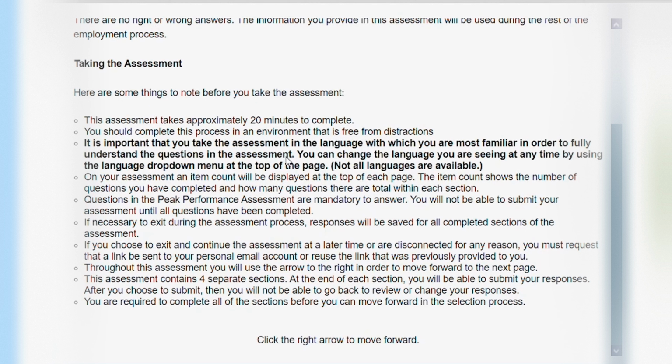Throughout this assessment, you will use this arrow to the right in order to move forward to the next page. The assessment has like 4 sections. So at the end of each section, you submit your responses, confirming that the section has been completed. And once the section is completed, you cannot go back. And you're required to complete all the sections before you submit. So these are the ground rules for the assessment.